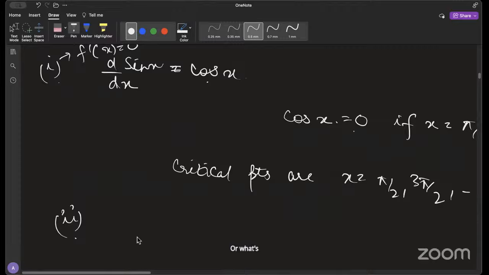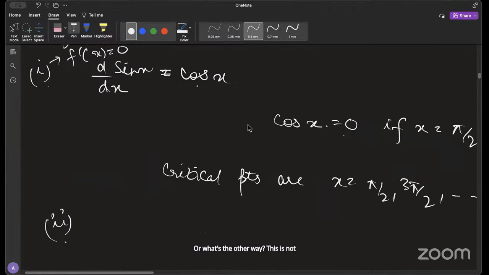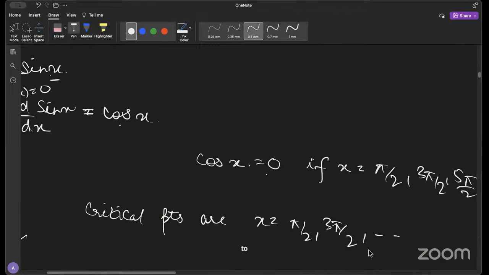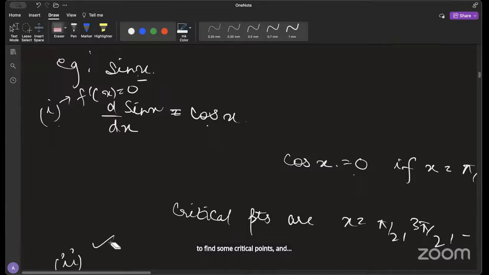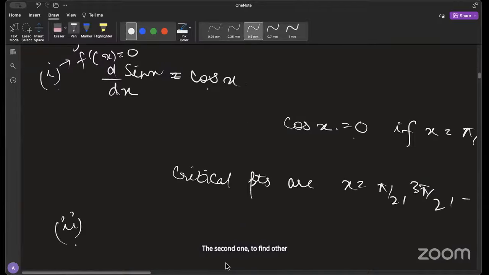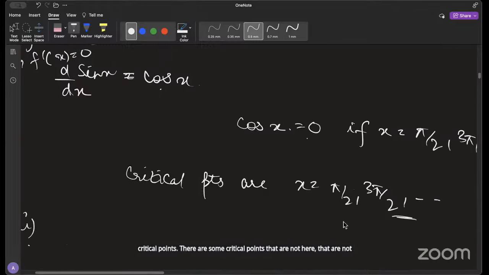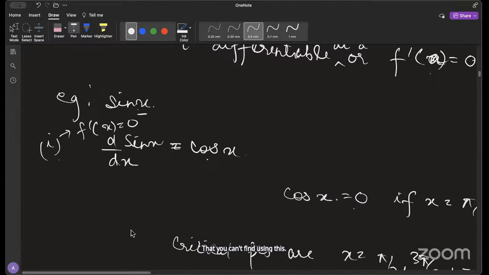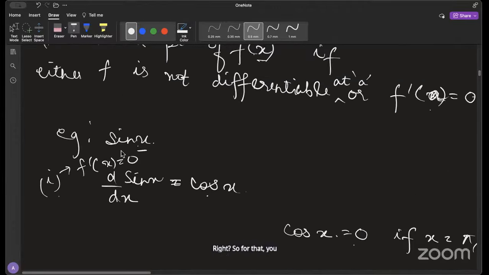Or what's the other way? This is not "or". It's not like you can use this or this. You should use this to find some critical points, and the second one to find other critical points. There are some critical points that are not listed here, that you can't find using this, right? So for that, you need to find the points where the derivative of sin x does not exist.